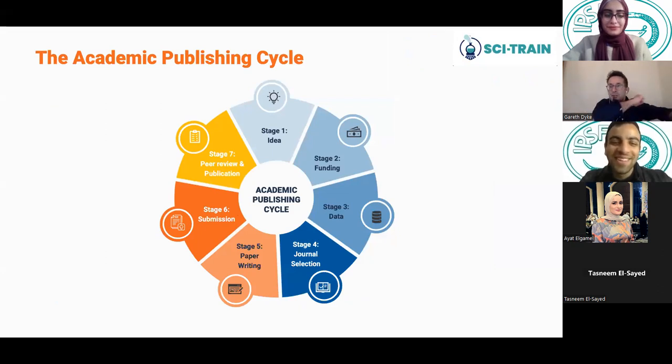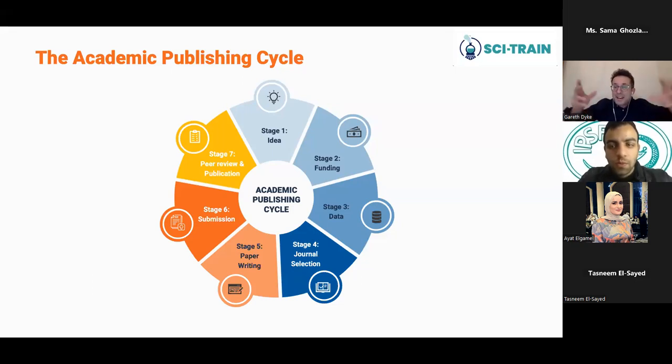So if you're a young researcher just getting started, or if you're more experienced, maybe you're becoming familiar with what we like to call the academic publishing cycle, although sometimes I call it the academic hamster wheel, because we're always going round and around and around different stages of the cycle that you can see on the screen in front of you. Ideas for research, coming up with funding to get those projects off the ground, collecting data for testing those ideas, journal selection, very important. We'll talk about that a little bit more today. Article writing, of course, big issue for lots of people around the world, then submission and peer review and publication.